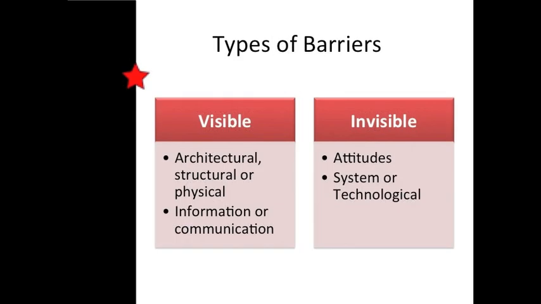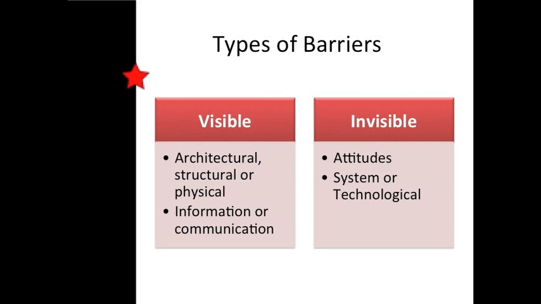Types of barriers. Types of visible barriers include architectural, structural, or physical. These barriers may result from the design of a building, such as stairs, doorways, the width of hallways, and even room layout.